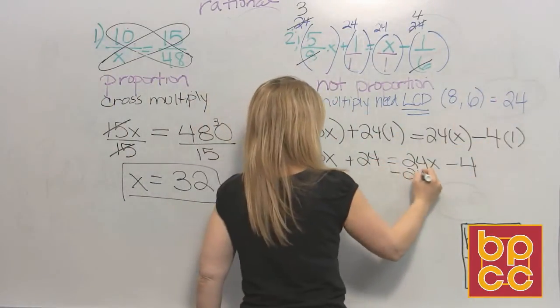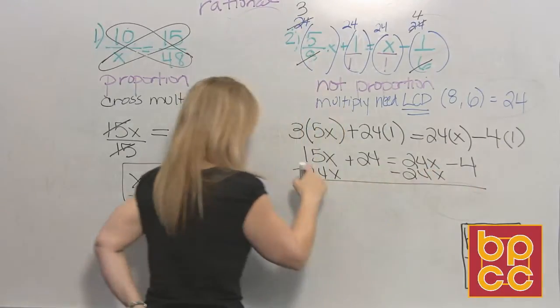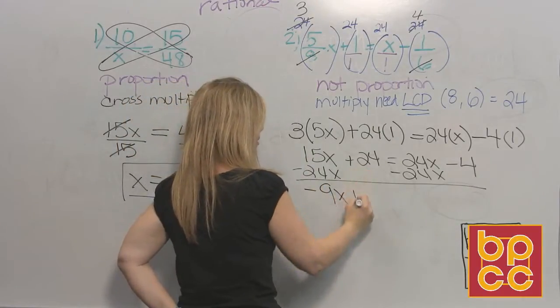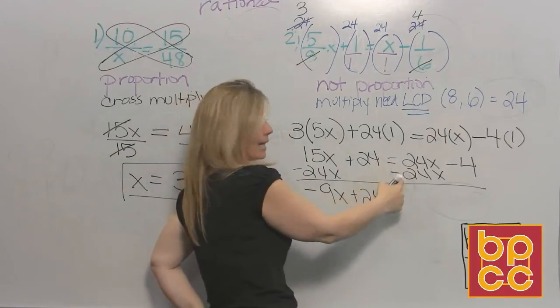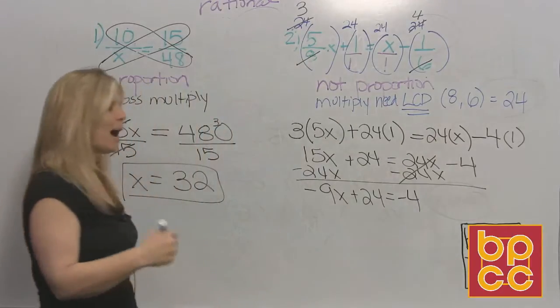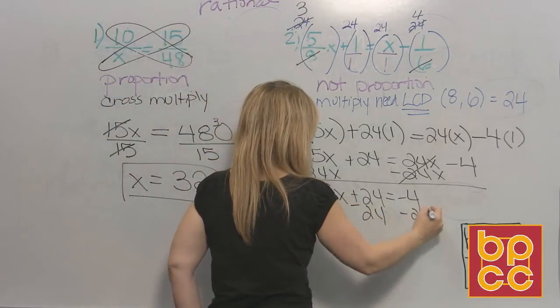So Ms. Black's going to subtract 24x, keep balance. 15x minus 24x is negative 9x. Bring down my plus 24. These are additive inverses. We're adding the opposite. They cancel out. Minus 4. Now we'll move the numbers. We'll subtract 24 from both sides of the equation.